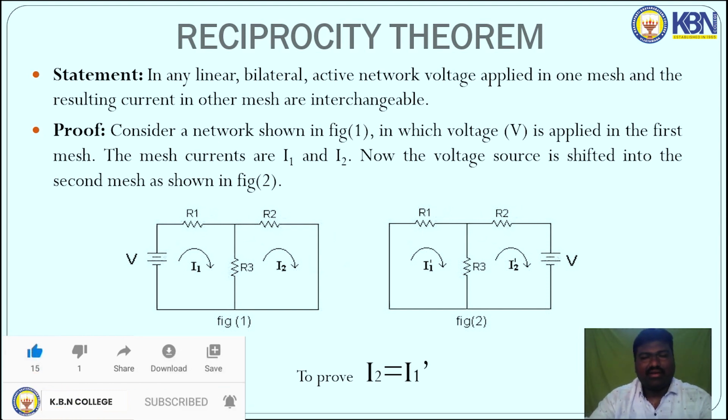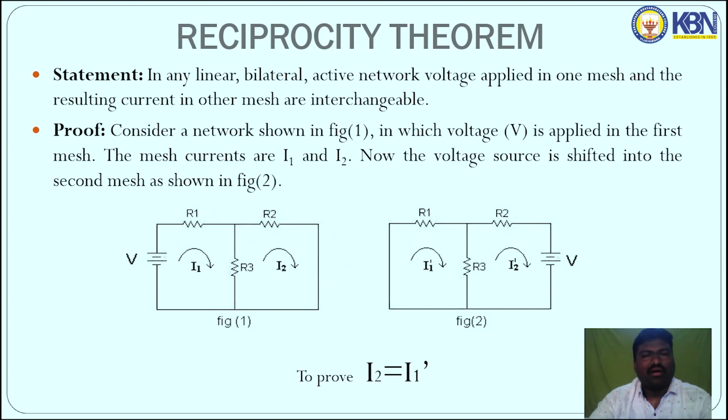Generally, to prove the reciprocity theorem, we have to prove I2 equal to I1 dash. That means the current I2 flowing in the second mesh of the first network must be equal to the current I1 dash flowing in the first mesh of the second circuit. That means I2 equal to I1 dash.